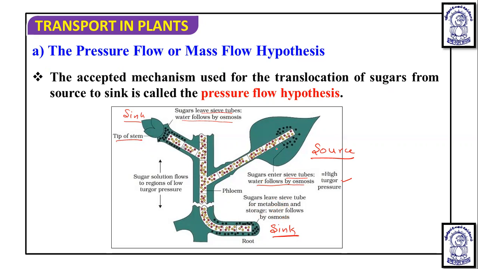So the food is entering here and leaving at this sink. When food enters the sieve tube, water also enters the sieve tube, but when food leaves the sieve tube, water is also leaving. So here water is entering along with the food, and the solution is forming. The sugar solution flows from a region of high turgor pressure to low turgor pressure, as explained in this NCERT diagram. To elaborate it, we have to discuss further.